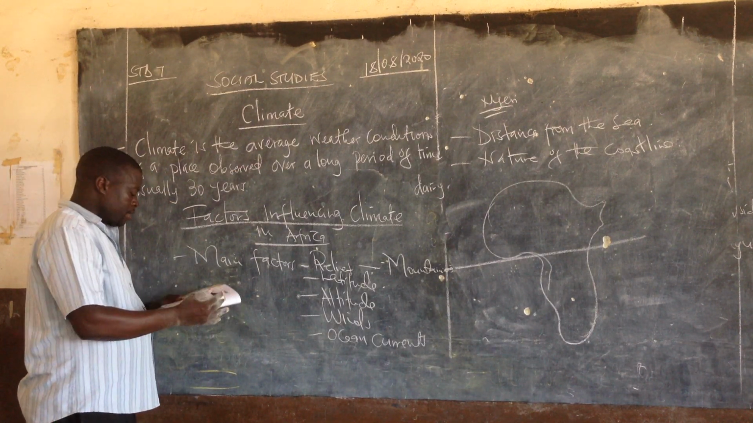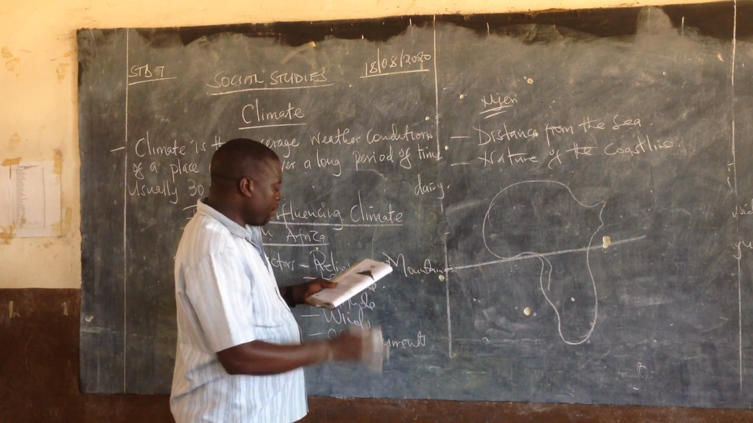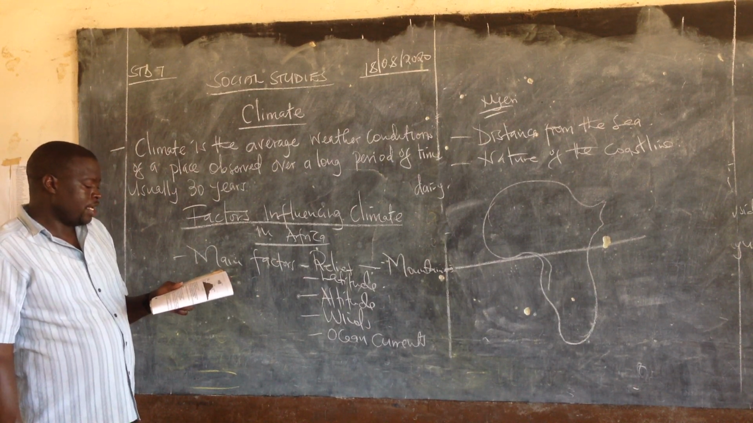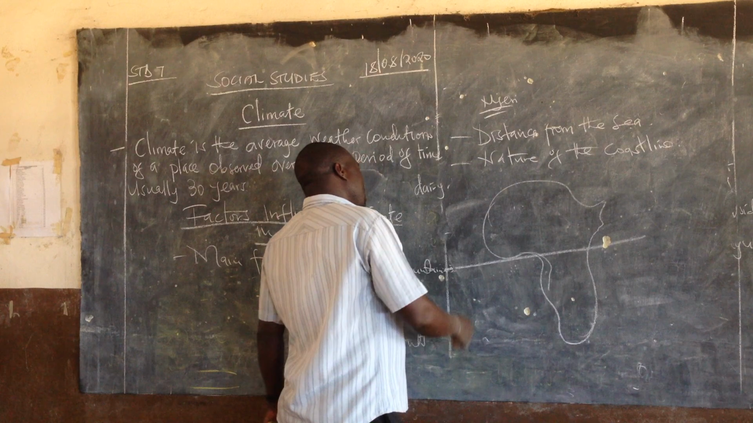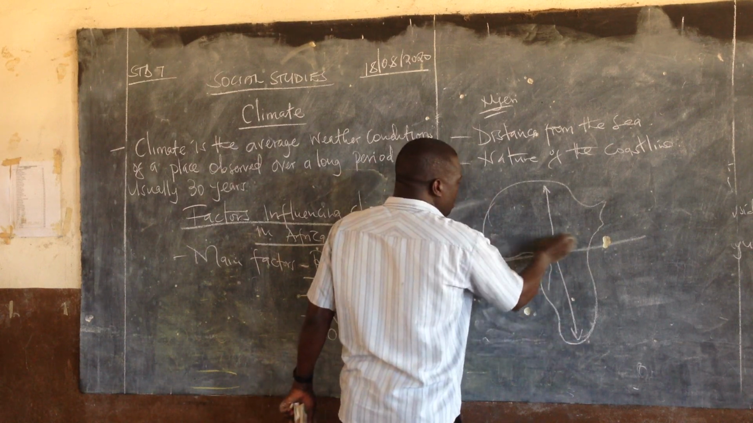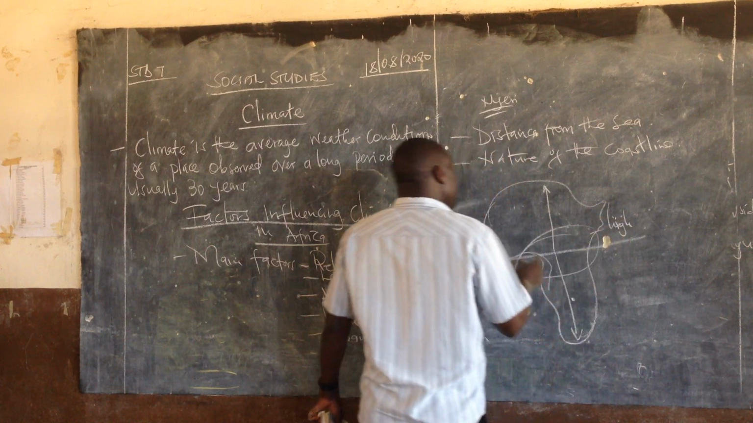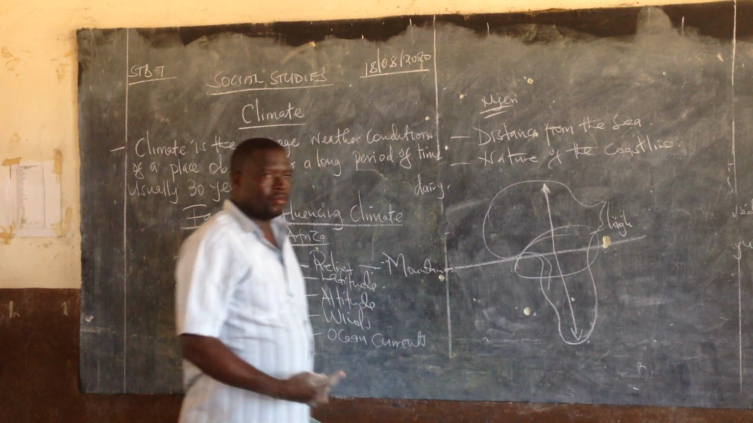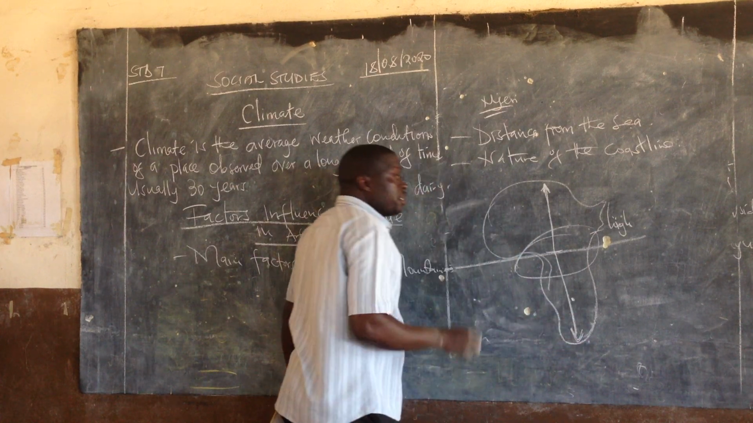Now, how does it affect climate? Latitudes close to the equator are called low latitudes, while those far away from the equator are called high latitudes. So temperatures are usually high near the equator. Areas around this major line have high temperature. So it means that when you are moving from the equator toward the North Pole, the temperature decreases. Again, if you are moving from the equator toward the South Pole, the temperature decreases.